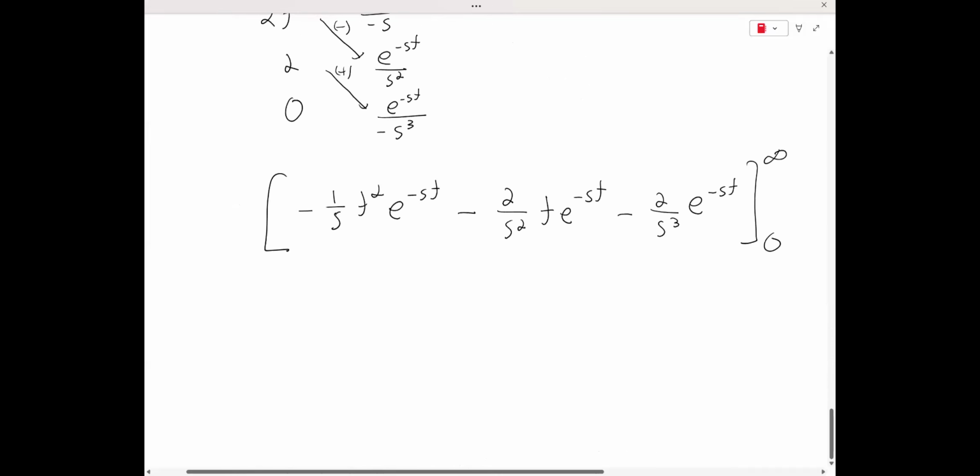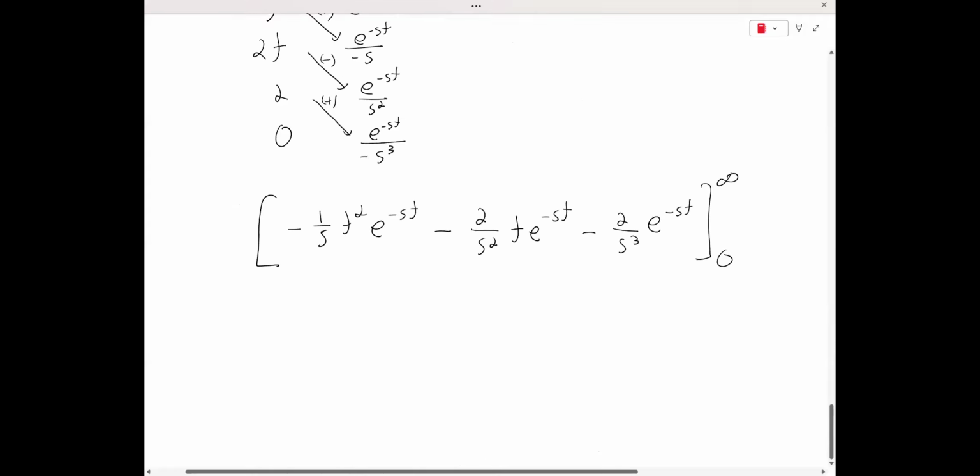Now we'll assume s is greater than 0 on this one. What happens if I put infinity in for these? It's not obvious, but this e to the negative st takes care of it. It's like a competition between these two, but this one goes to 0 much faster, if you did L'Hopital's rule or something. This goes to 0, that one goes to 0, this one goes to 0. They all go to 0 in the upper limit.